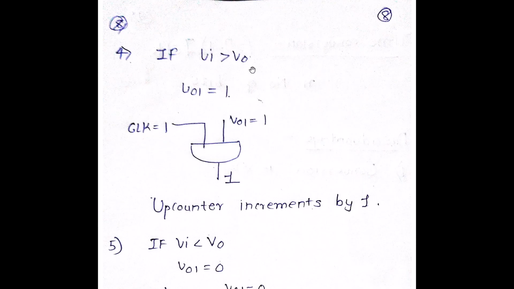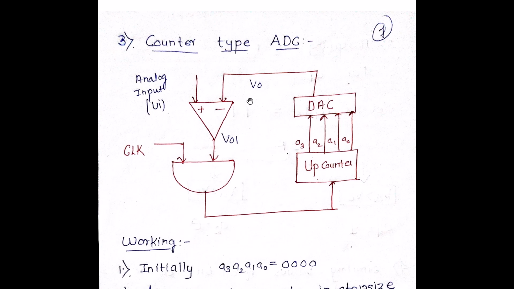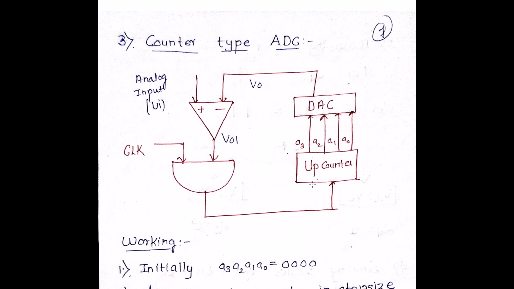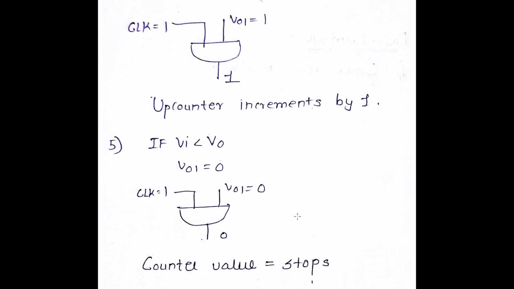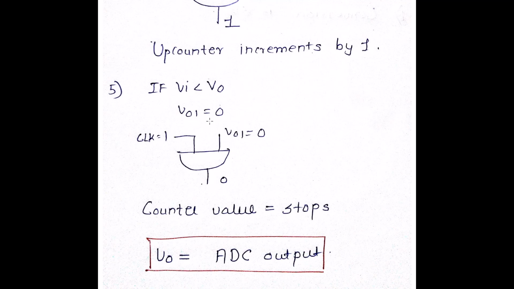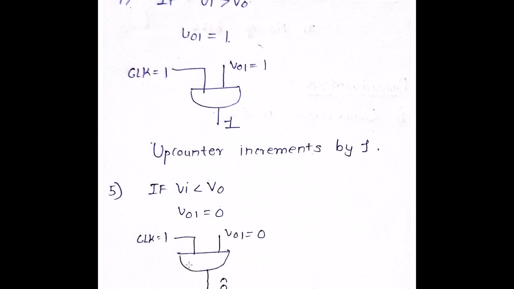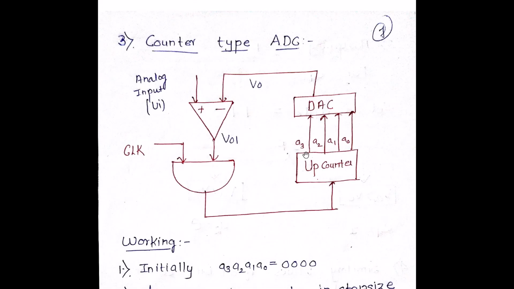Let's consider first that Vi is greater than V0. Then VO1 is equal to 1. Now VO1 is 1 and the clock is considered to be 1. Since it's an AND gate, if both inputs are 1 and 1, the output is also 1. Hence it is given to the up counter, and the counter gets incremented by 1, that is, it will be 0, 0, 0, 1. Similarly, if Vi is smaller than V0, then VO1 becomes 0. Now 1 and 0 will give a 0, and the counter will stop incrementing at that point. So the point at which A3, A2, A1, A0 stops is, I can say, the digital output for my input analog voltage. I hope I'm very clear.